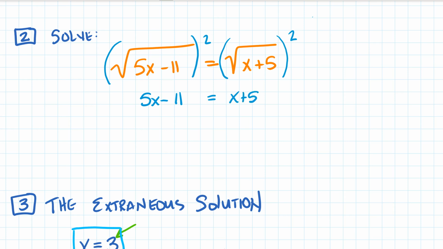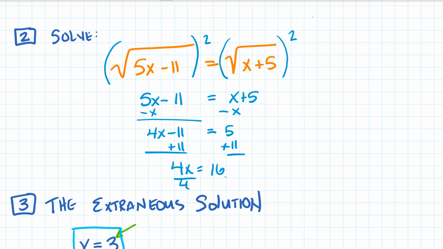Now from here, we just solve it like we normally would. So I'll subtract x, I'll subtract x. So I get 4x minus 11 is equal to 5. I would add 11 to both sides, add 11 to both sides. So 4x is equal to 16, divide by 4, and of course we get x equal to 4.